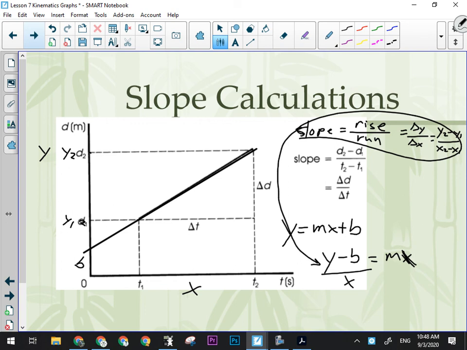Okay? B is the y-intercept. It's where your line crosses the y-axis. It's essentially what is y when x is 0, or at the beginning of the experiment. All right, everybody all right with that? Ringing a bell?